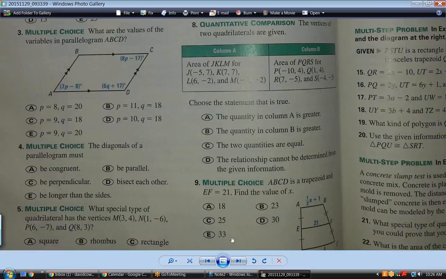What kind of shape is this? Number 4? Oh, number 3. That'd be a rhombus. Well, no. That's a parallelogram. Good.